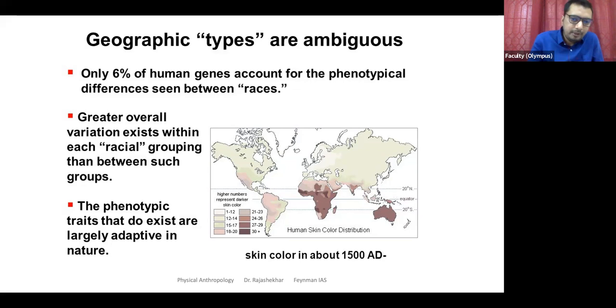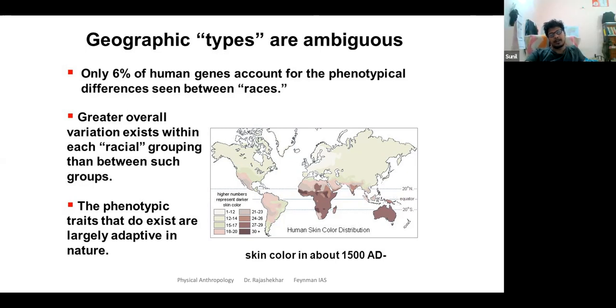Okay, and also we already pointed out that the phenotypic traits that we have exist because they are largely adaptive in nature. So this is part of us adapting to the environments that we live in. Not differentiating us in terms of different abilities, or other components that were mistaken in the past.